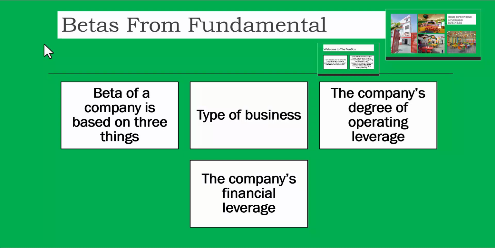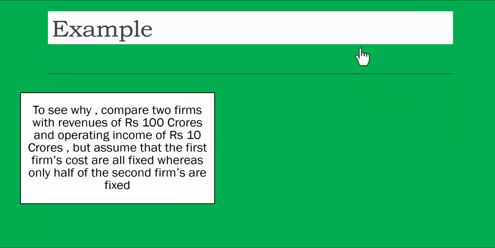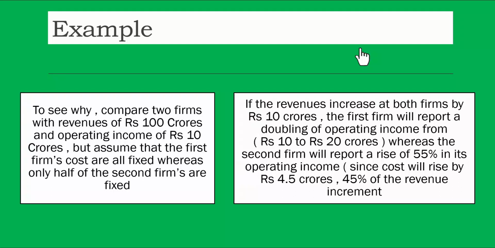So first of all, we must understand this. Assume there is a business with 100 crores of revenue. In the first scenario, all the costs are fixed; they are not incurring any variable cost. In the second business, half of the cost is fixed and half is variable. If the revenue increases at both firms by 10 crores, the first firm will report a doubling of operating income from 10 to 20 crores.